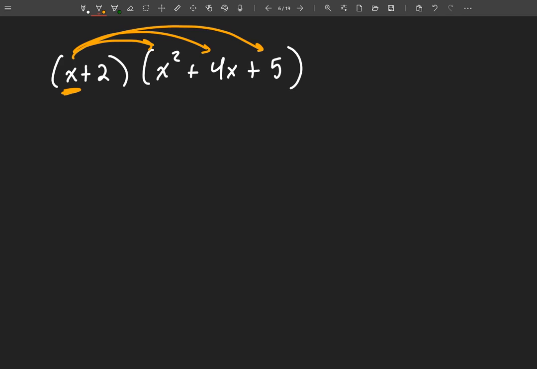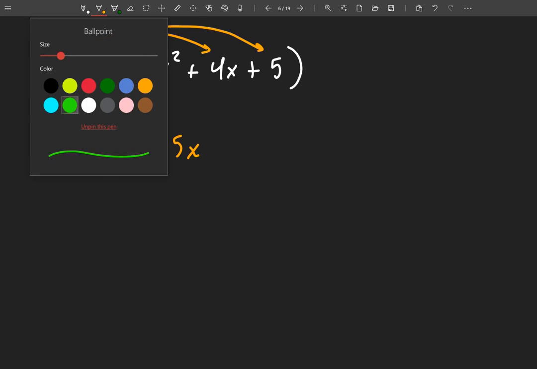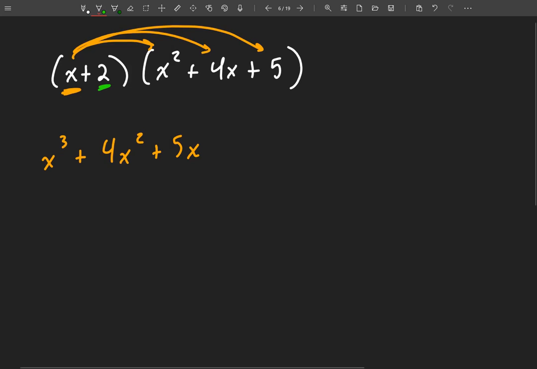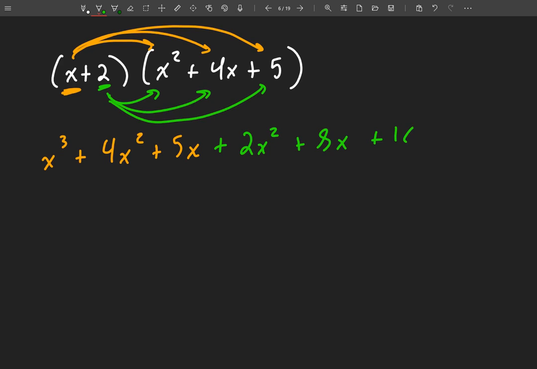Let's do that. So x times x squared gives me x cubed. X times 4x gives me 4x squared. And then x times 5 gives me 5x. It's the same exact thing as it was before. It's just that now I have a third term over here, so I have a third multiplication. All right, let's distribute this second piece, the second term here. That's 2 times x squared gives me 2x squared. 2 times 4x gives me 8x. And then 2 times 5 gives me 10.